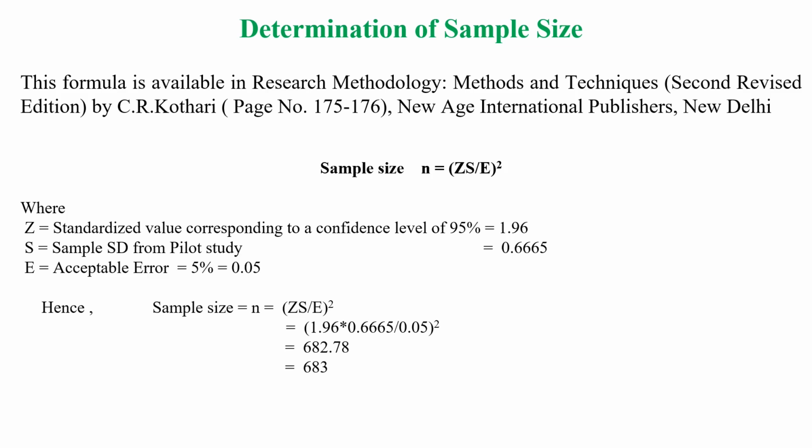So, this is the formula which is given in C.R. Kothari's book, Research Methodology by C.R. Kothari. The publisher is New Age International Publishers, New Delhi. You can refer to it on page numbers 175 and 176.